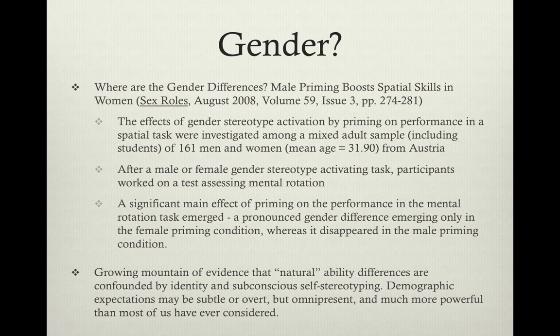And so we had these spatial tasks that were investigated among a mixed adult sample. So this was predominantly undergraduate students, though there were some other adults included in the population. It was 161 men and women, and they were asked to complete these spatial rotational tasks. After a male or female gender stereotype activating task, participants then worked on this mental rotation task. So what this basically said was that you would be exposed to images that either reinforced your gender priming, your gender stereotype, or were opposite.